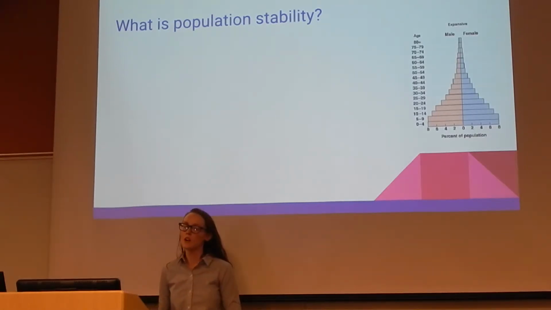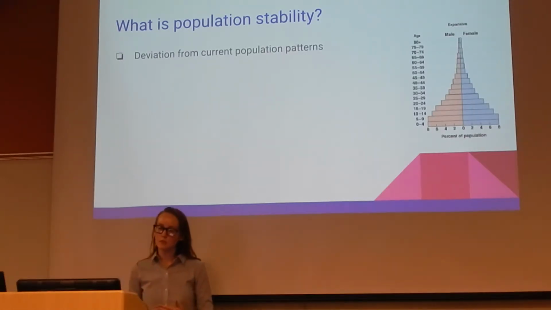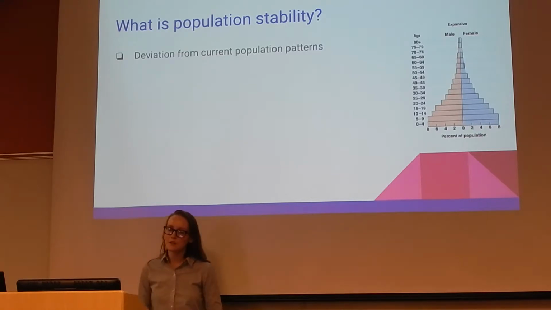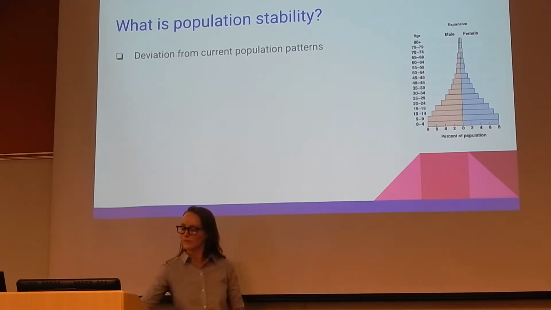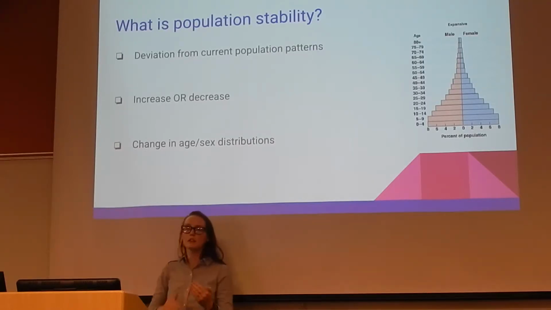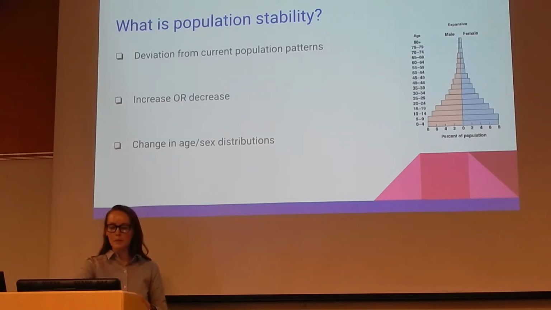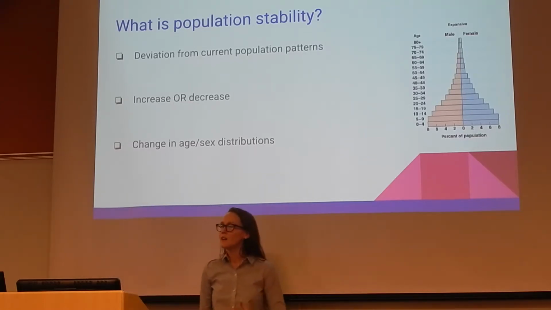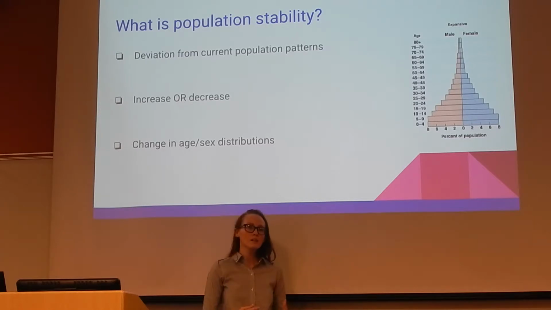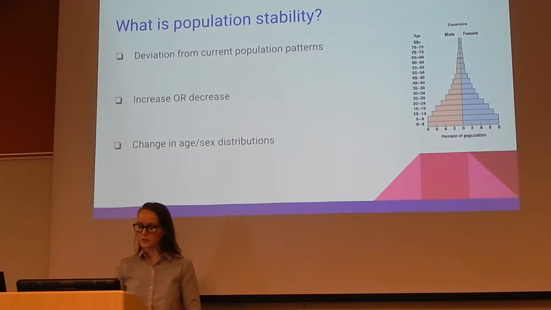So to get into the research, what is population stability? How do I define it? And this is all with inspiration from literature in population geography. Essentially it's a deviation from population patterns as they currently exist. That can include an increase in population, a decrease in population, and also a change in age-sex distribution. So you can see here with the population pyramid, if you see any kind of change in these distributions, that's deviation. Now in a sanitized population model, few populations in practice actually show this stability. So that's something that's important to take note of.